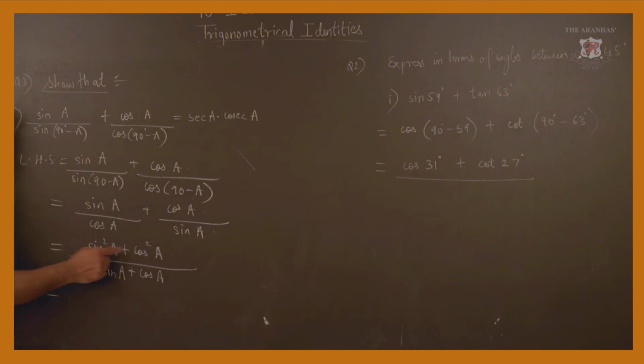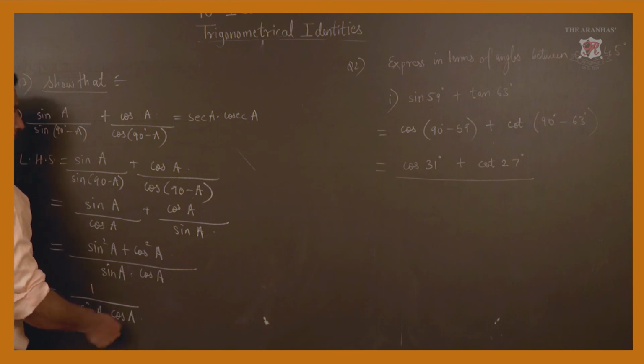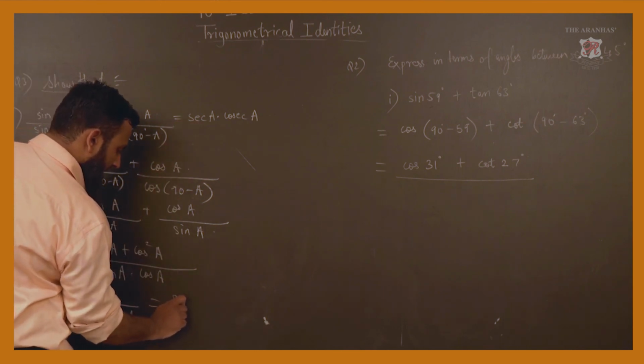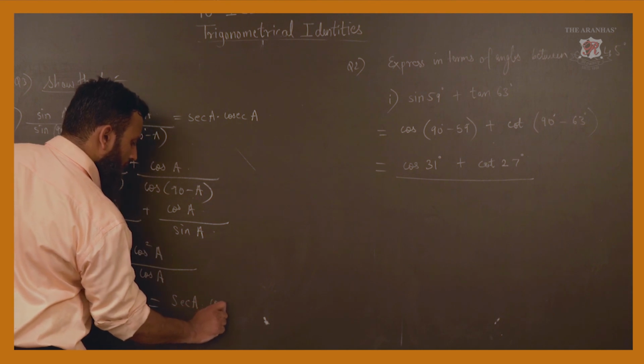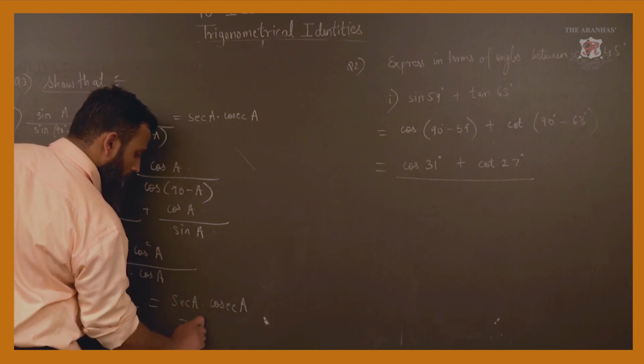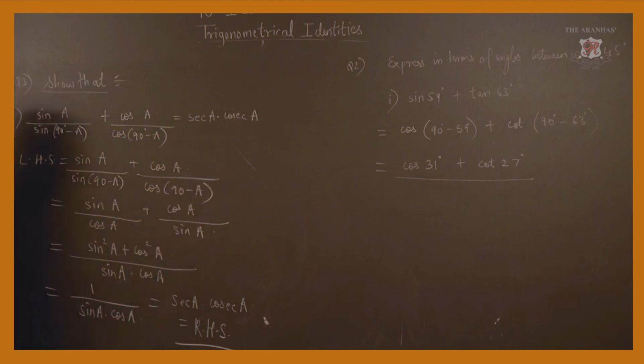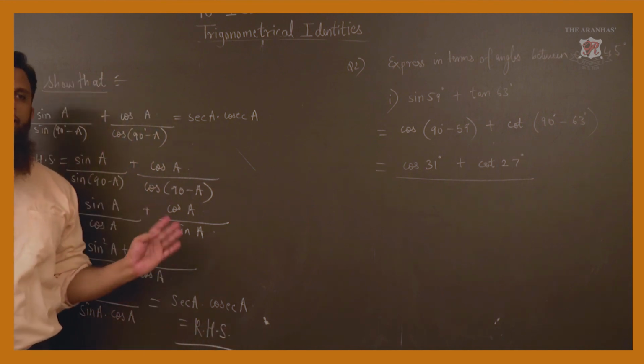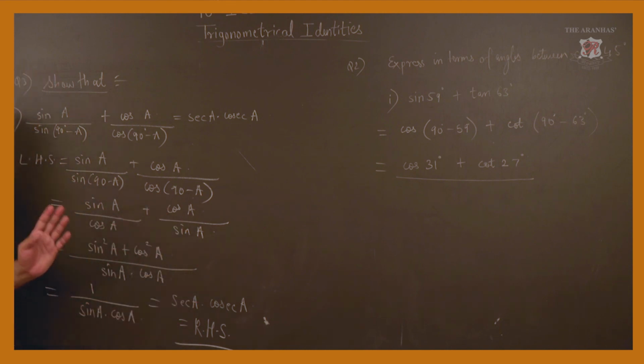We are aware sin square A plus cos square A is 1. So it will be 1 upon sin A into cos A, by mistake I wrote sin A plus cos A. Since it is a LCM, so denominator will be a product. Now look at this denominator individually. 1 upon sin A is cosec A and 1 upon cos A is sec A. So this I can write it as sec of A into cosec of A, which is equal to the RHS. So hence we make a point here that LHS becomes equal to RHS.